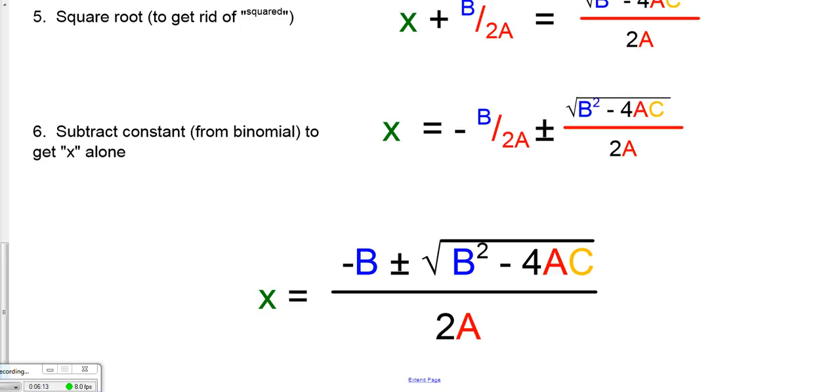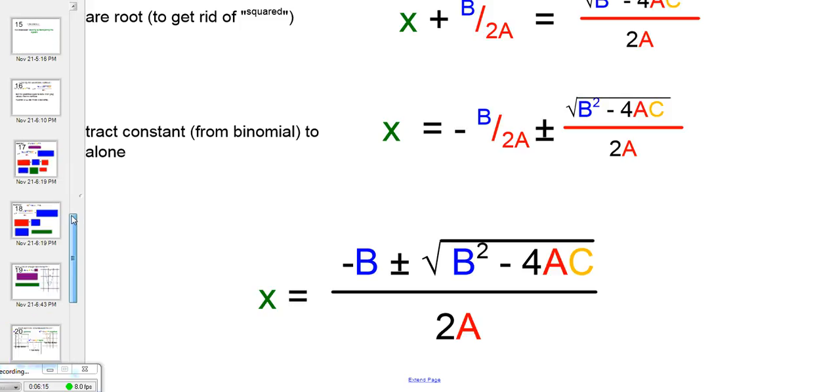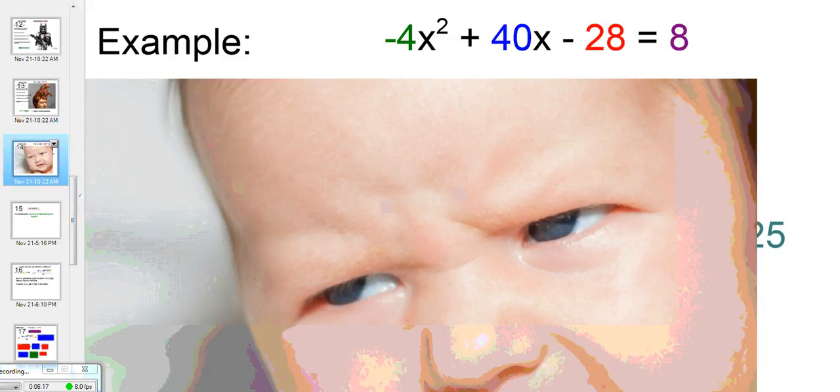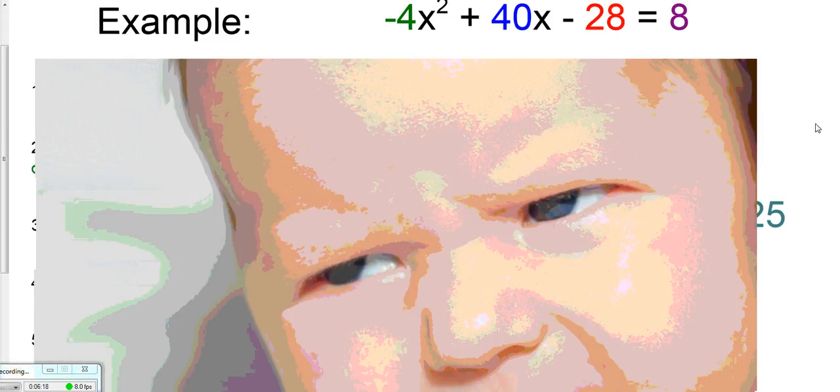Now, if you have a small child hanging around, like this little baby, or even if you don't, and you just like nursery rhymes, you can remember your quadratic formula by singing the old nursery rhyme, x equals negative b plus or minus square root b squared minus 4ac all over 2a.